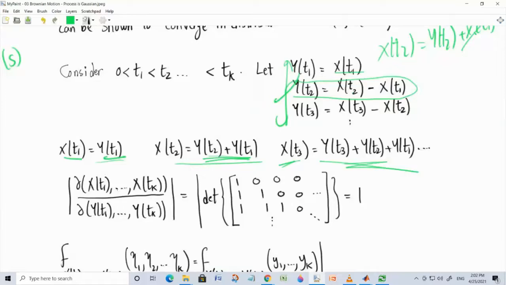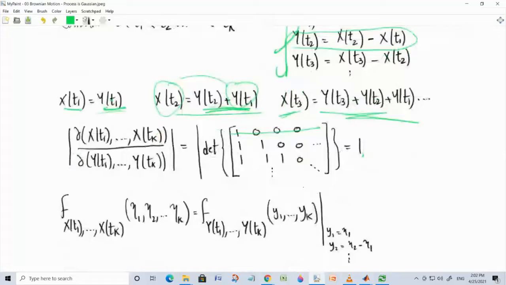The distribution of x will require that we compute this Jacobian. For example, what is the derivative of x of t1 with respect to y of t1? It will be 1. With respect to y of t2, it will be 0. So basically, the first row here will be 1 followed by zeros. The second row will be 2 ones. If you differentiate this guy with respect to y of t1, it will give you 1, and then with respect to y of t2, it will give you 1. So you get 2 ones and then zeros and so forth. So it is an upper triangular matrix, and so its determinant is just equal to 1. So the Jacobian of the transformation is just equal to 1.